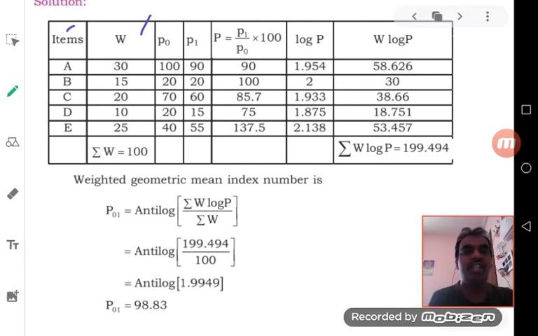30, 15, 20, 10, 25 as it is from the question, and also add that also summation W, you can get 100.